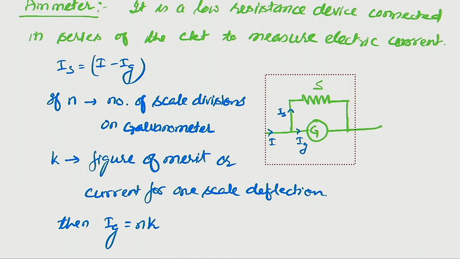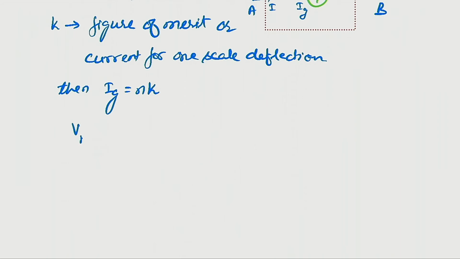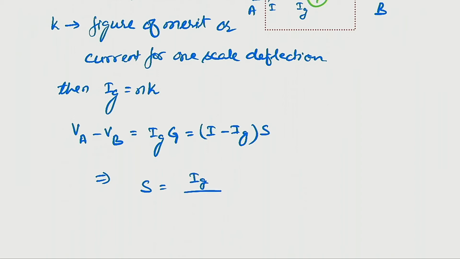So the potential difference between these two points, if this point is A and this point is B, can be written as VA minus VB, which is equal to Ig into G, or we can simply write it as I minus Ig into S. This implies that S, the small resistance, is equal to Ig divided by I minus Ig, into G. This value of shunt is used to measure the current in a range 0 to I.